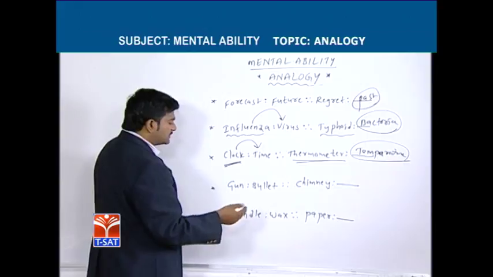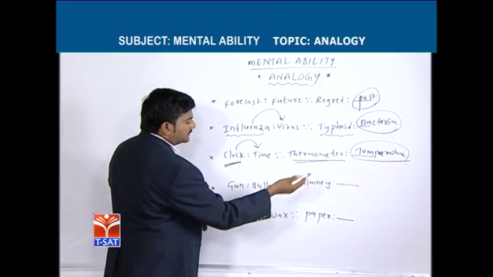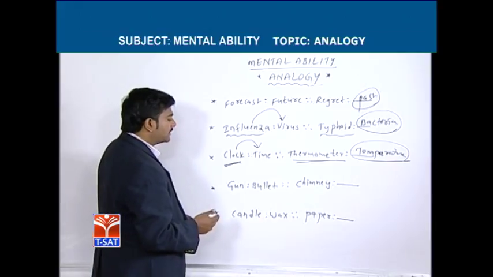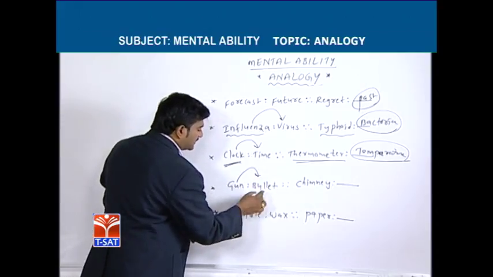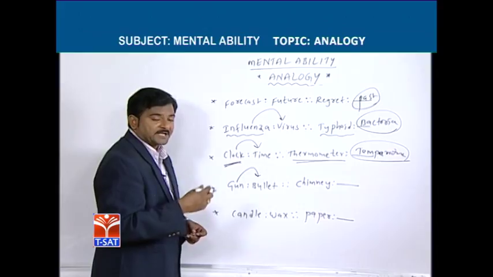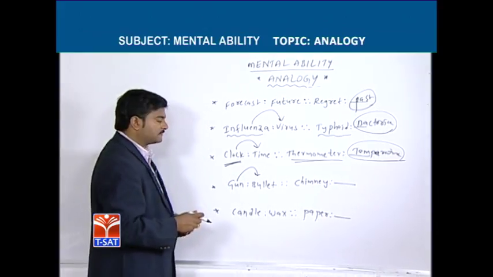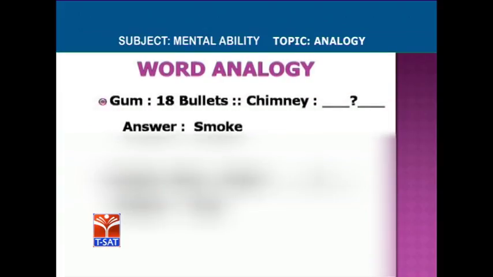See here: gun, bullet; chimney, dash. Simple question: gun, bullet, chimney, what? From a gun, the bullet comes out; the second one comes out from the first one. Similarly from a chimney, what will come out? Smoke will come out.